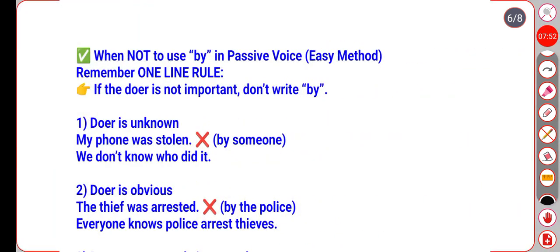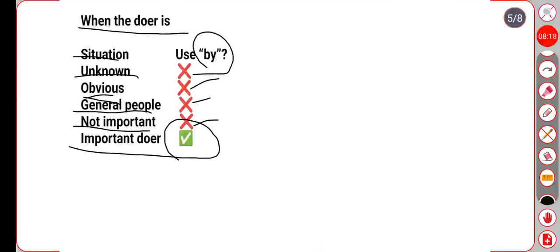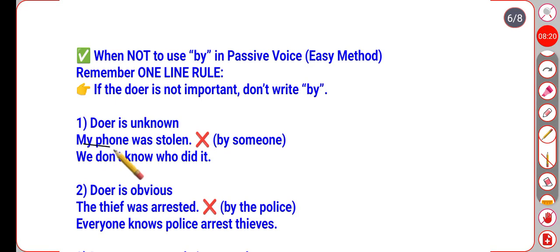Look here. When not to use by in passive voice. I have already mentioned the rules above. If the doer is not important, we don't use by in passive voice. Here you see the doer is unknown. My phone is stolen. Here it is written: we don't know who has stolen the phone. Unknown. That's why, the doer who has done it, we don't know.